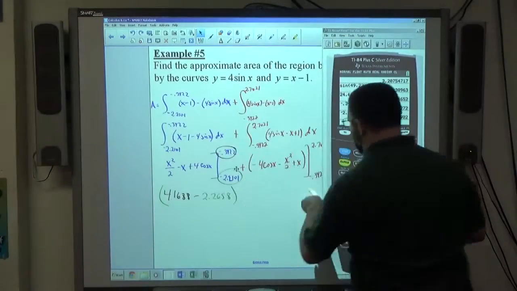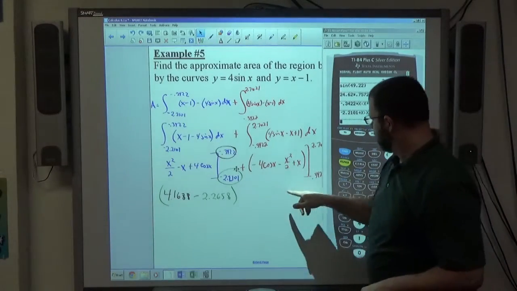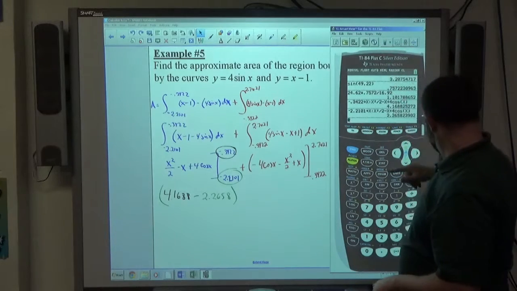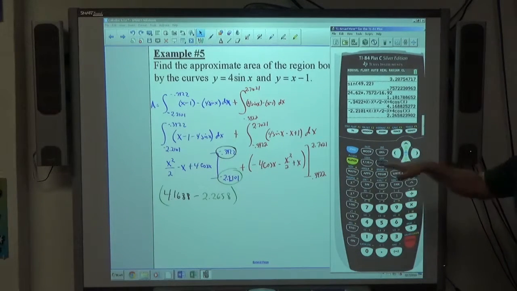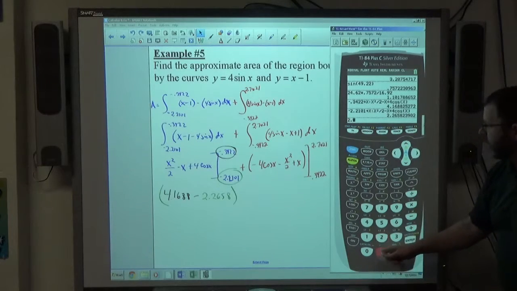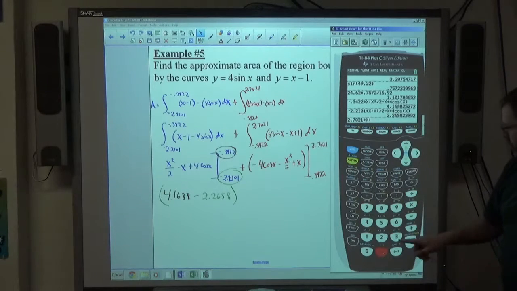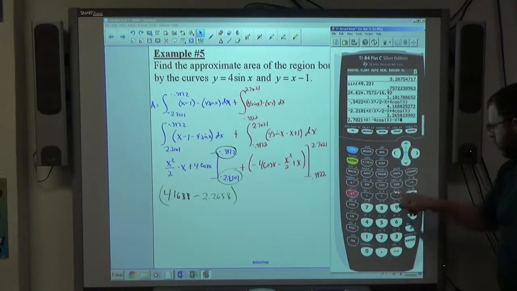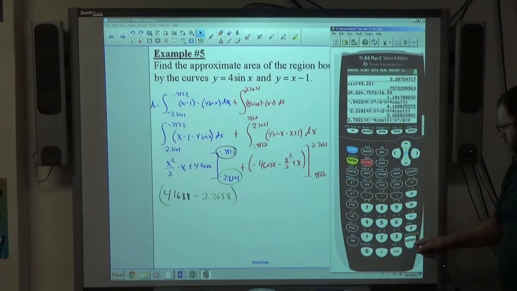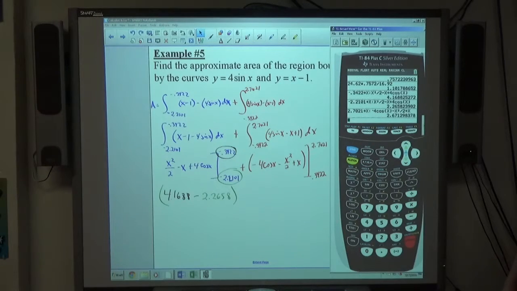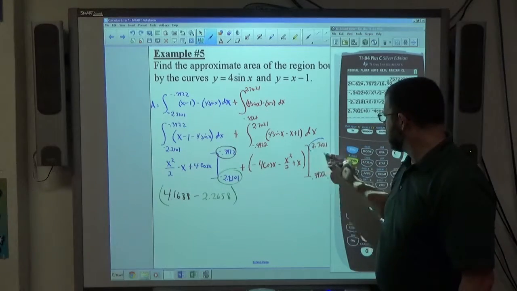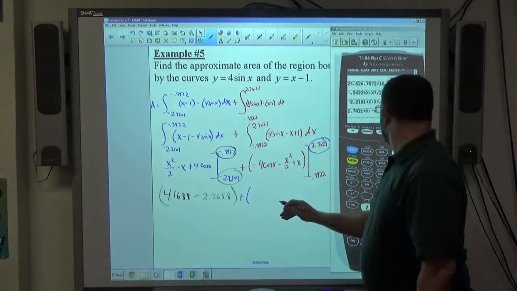All right. Now I need to evaluate this one. So this one I'm going to go 2.7021 store x alpha colon negative 4 cosine x minus x squared divided by 2 plus x. Enter. And I get 2.6713. So when I put this number in, 2.6713.